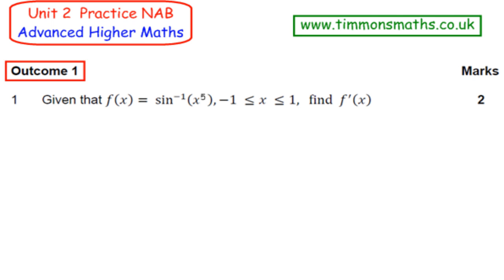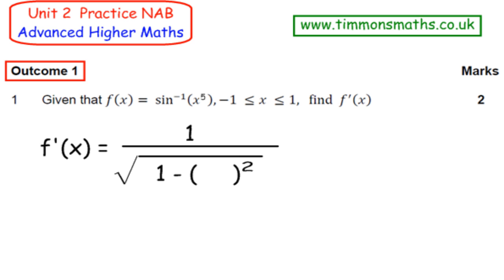So we have to differentiate sine inverse of x to the power 5. Differentiating sine inverse is 1 over the square root of 1 minus whatever's in the brackets squared. We then have to times this by the brackets differentiated. X to the power of 5 differentiated is 5x to the power of 4. So this is multiplied by 5x to the power of 4.